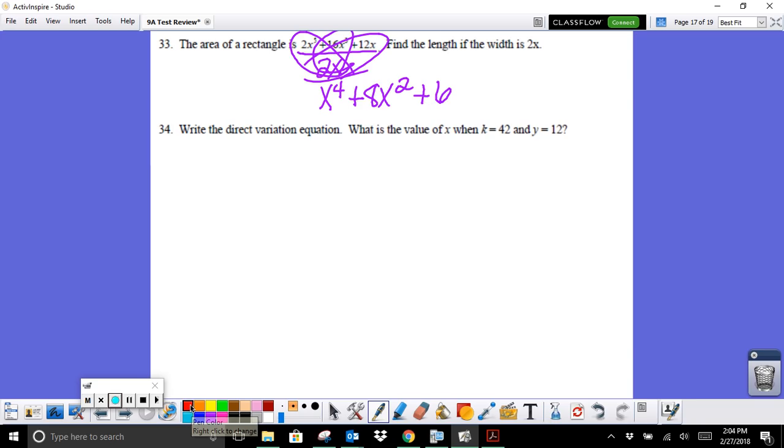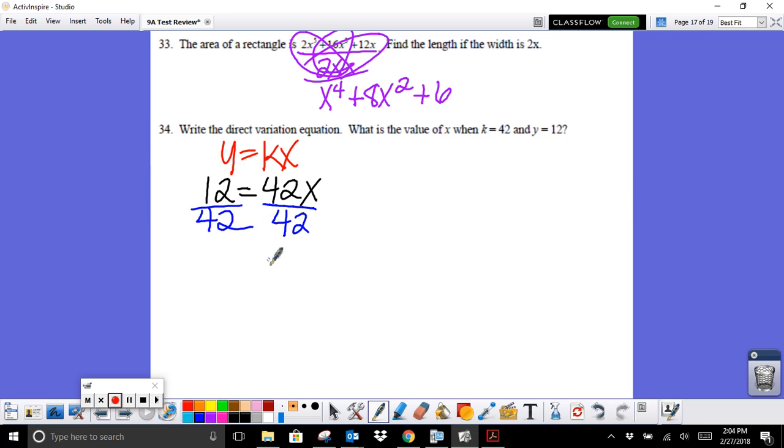Last one, 34. Right, oh no, not the last one, just kidding. Write the direct variation equations. That's y equals kx. You have to know that, it's not on the formula chart. We're going to plug in everything that we know. So what is the value of x when k is 42 and y is 12? So I'm going to say 12 is y, k is 42, and I don't know x. So to get x, I'm going to divide by 42. And if I type 12 divided by 42 in the calculator, it is 2 over 7.